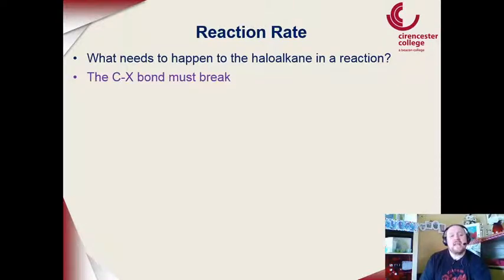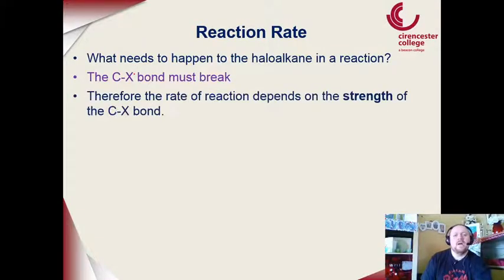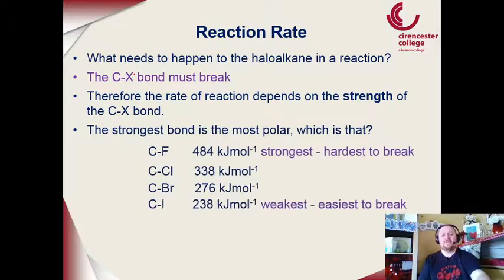If we know the CX bond, so when we're talking about CX, we're talking about carbon, fluorine, chlorine, bromine, or iodine. So X is any of those halogens. What will happen is they will break at different rates. So a carbon-chlorine bond will break at a totally different rate to a carbon-bromine bond. And this tells us about the strength of the carbon-halogen bond.